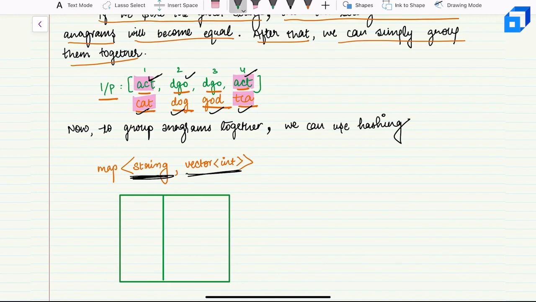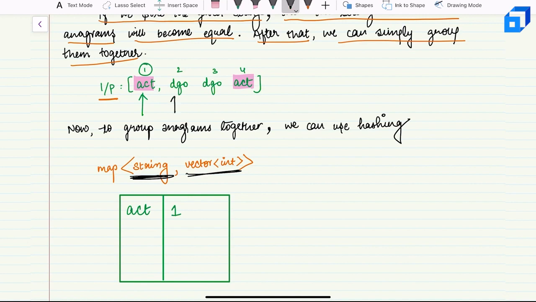So now we will simply iterate over this array, the sorted array. So first we are at act, then act is not present in our map. So let's put the string, and the index present is 1. So let's put it in the vector. Right. Now we are at dgo. Right. So dgo is also not present in the map. So let's put it in the map, and the index present is 2. So let's put it in the vector.